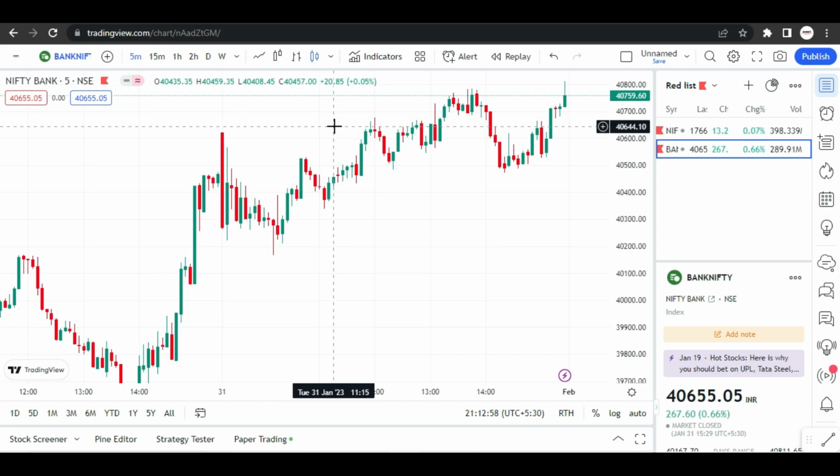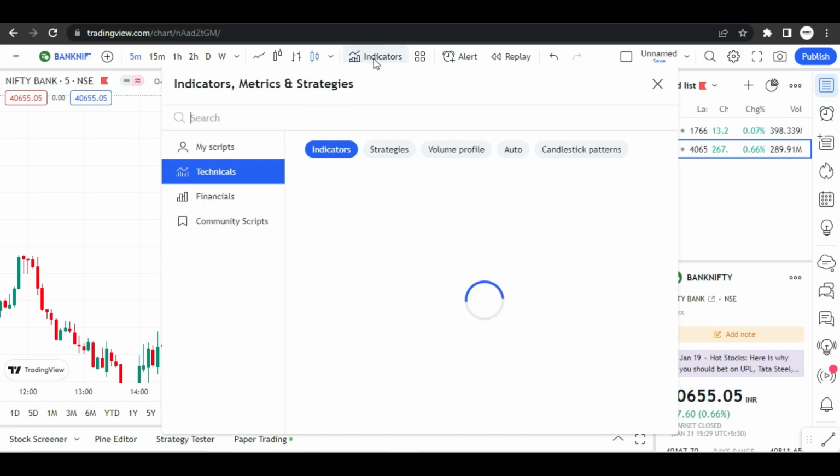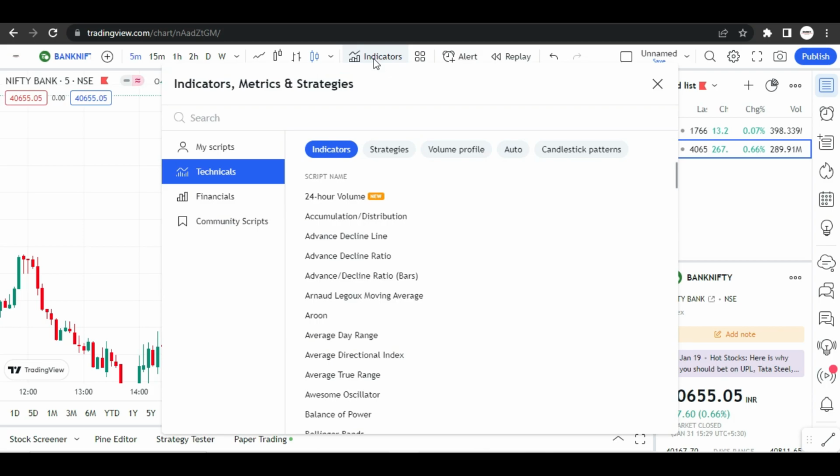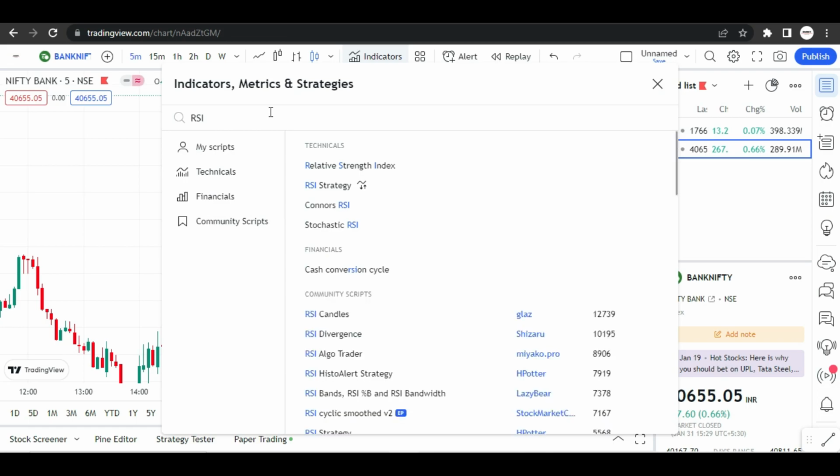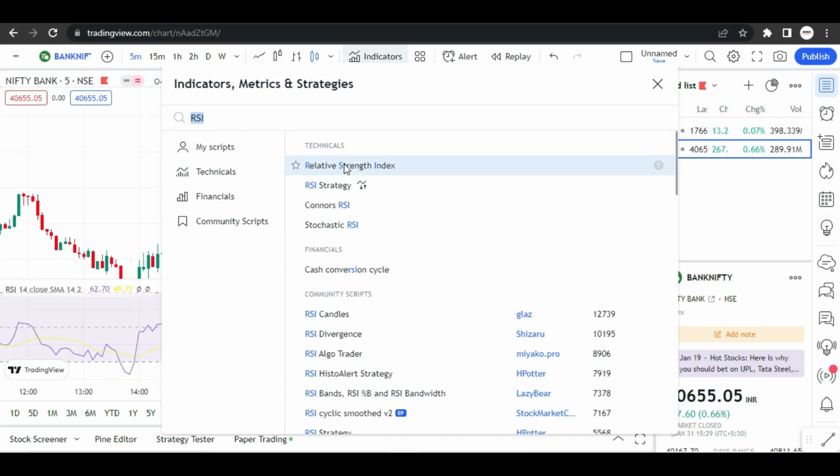Just go to the indicator section and click on that. Here you can see My Script, Technicals, Financials, Community Scripts. Go to Technicals, and there you can see indicators. You just have to write RSI, and automatically on the top of the search it will show Relative Strength Index. Click on that, and like other indicators, it will get plotted below your price chart.